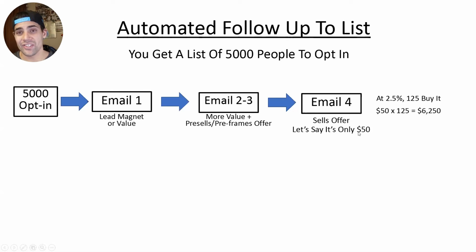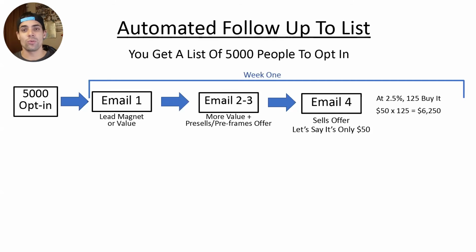So following the industry standard, 2.5% buy, 125 of them buy, you're looking at 50 times 125, which is $6,250 in revenue. All done in week 1, right? Just week 1. So not bad.